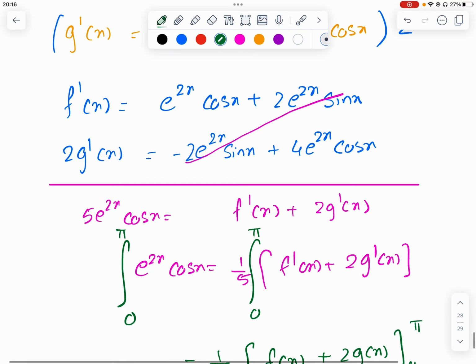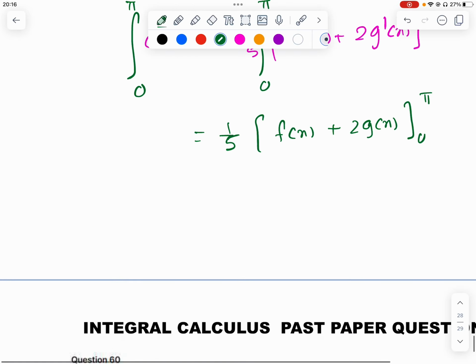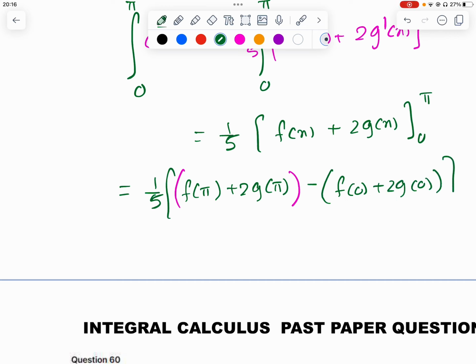If you don't want to do it this way, you can use the otherwise option and use integration by parts. I'm doing it by hence, a unique way of doing it. Then plug in the upper limit and lower limit: 1 upon 5 f of pi plus 2g of pi, then minus f of 0 plus 2g of 0. Simplify that. Directly I am writing the answer: minus 2 upon 5 e power 2 pi plus 1. That's going to be the answer.